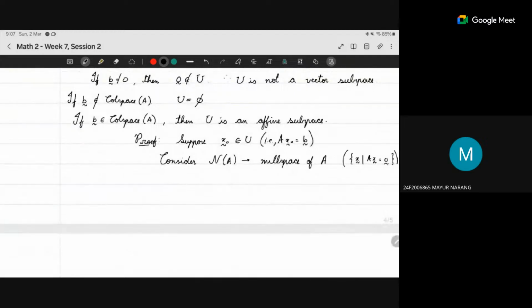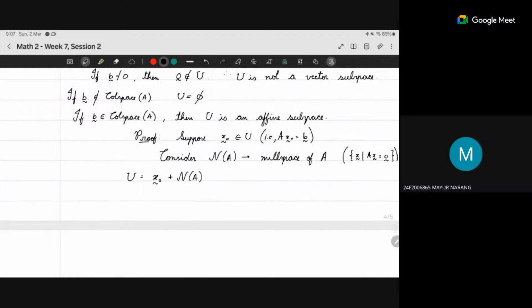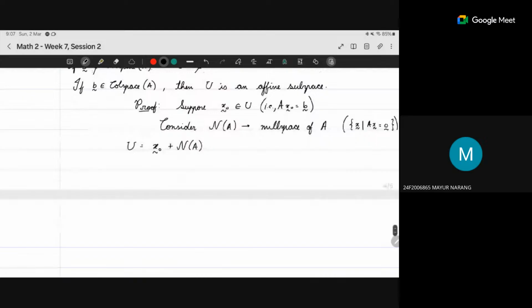Now my claim is that U is equal to x naught tilde plus the null space of A. You take one particular solution and you add all possible elements of the null space of A. Then you get the entire U. So to see that this actually comprises solutions of Ax equal to B, I need to take an arbitrary element x naught tilde plus something in the null space. Let me take y tilde in the null space.